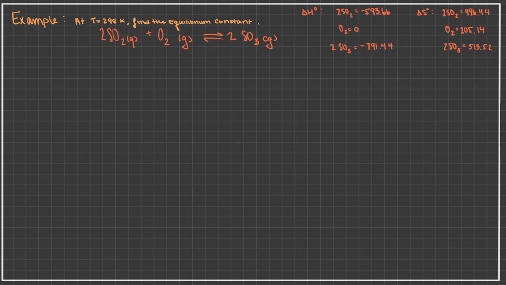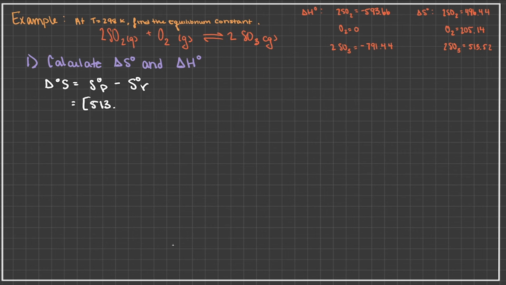Now, the first step of finding this is that we want to find delta G in order to find our KEQ because of the previous equation that we went over. In order to find delta G, we have to find delta S and delta H in order to plug them into the previous equation that we went over earlier in the video.